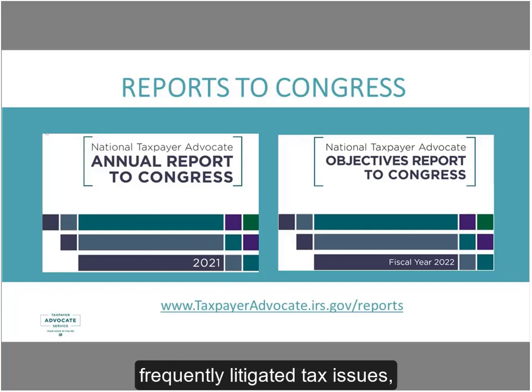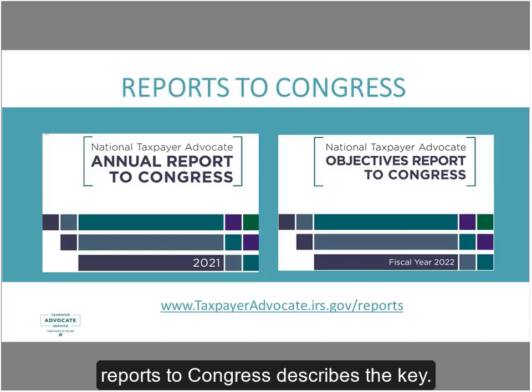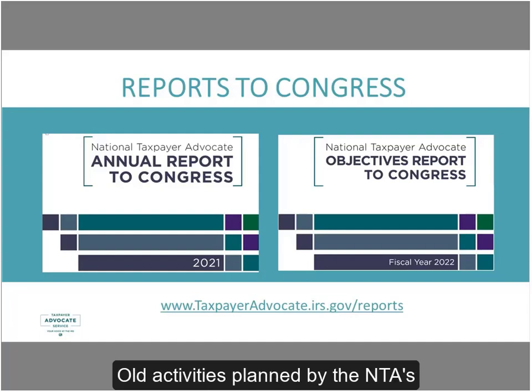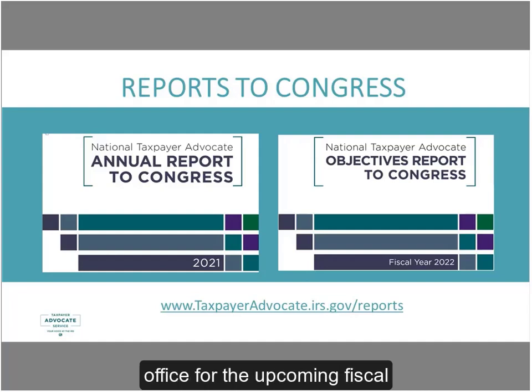It also has the 10 most frequently litigated tax issues, and it also includes a purple book. It's a summary of 68 legislative recommendations designed to strengthen taxpayer rights and improve tax administration. I believe that the IRS is trying to adopt all 68, or 66 of the 68 now, so that's really good. They know that they need to improve. The objectives report to Congress describes the key goals and activities planned by the NTA's office for the upcoming fiscal year, presents an assessment of the 2021 filing season, and addresses responses to our recommendations.